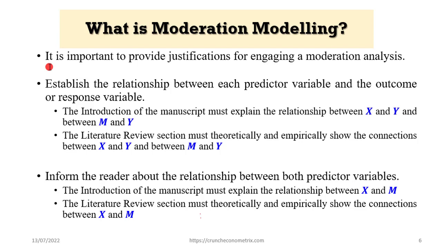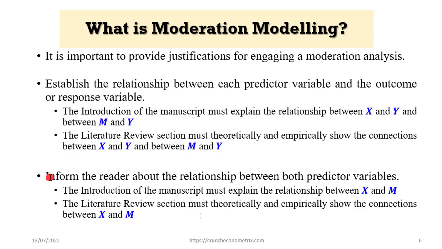Before you engage in moderation modeling, it is important for you to provide justifications while you are engaging in moderation analysis. First and foremost, you have to establish the relationship between each predictor variable and the outcome or response variable. That is, in the introduction of your manuscript or your dissertation, you must explain the relationship between x and y and between m and y. Also, in the literature review section, you must theoretically and empirically show the connections between x and y and between m and y.